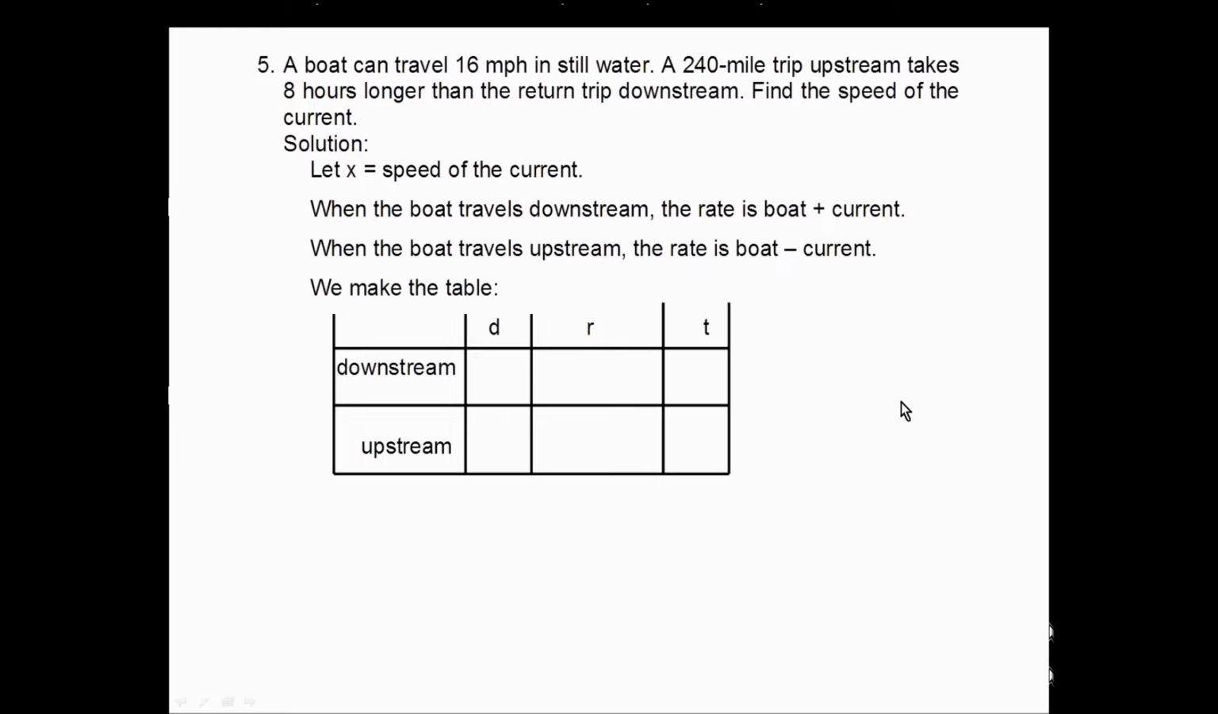So if you make the table, a downstream trip and an upstream trip, I got distance, rate, and time. And again, remember, there should be typically one column that has the same entry for both rows. Okay, now according to the problem, a boat can travel 60 miles per hour in still water. That doesn't help. A 240-mile trip upstream. Okay, so there's the distance upstream, 240. It takes 8 hours longer than the return trip downstream. Notice it's the return trip, so downstream should also be 240 miles.